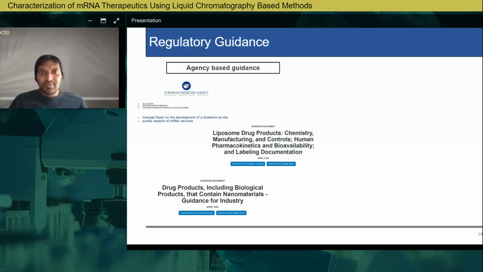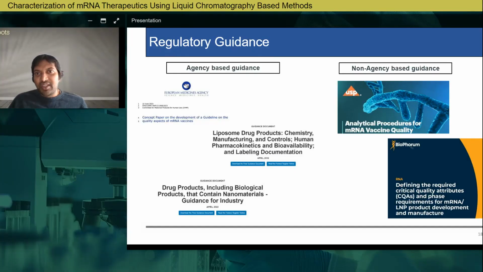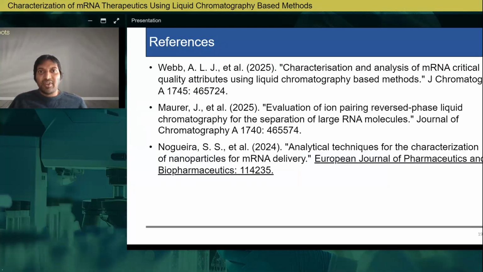For regulatory guidance, you have the European agency, and the FDA also produces a few. Non-agency sources, like USP and the biopharma industry, have pretty good analytical procedure methods. This is just the guidance you can get. These are some of the references you can refer to, and they are pretty recently published, so you can visit them and get an idea of how the field of liquid chromatography is moving towards understanding these large RNA molecules.